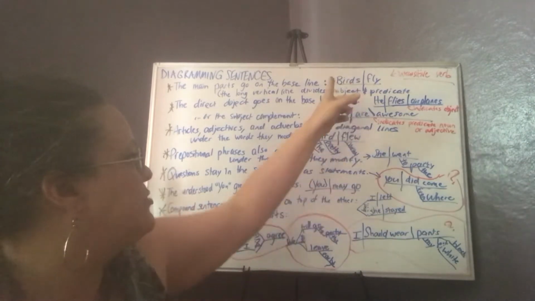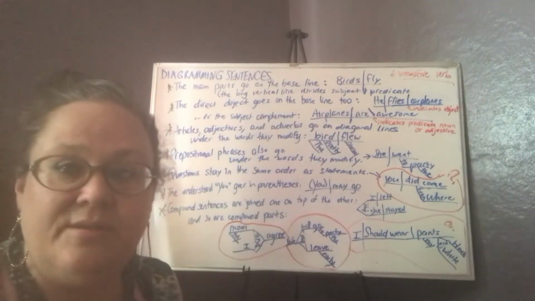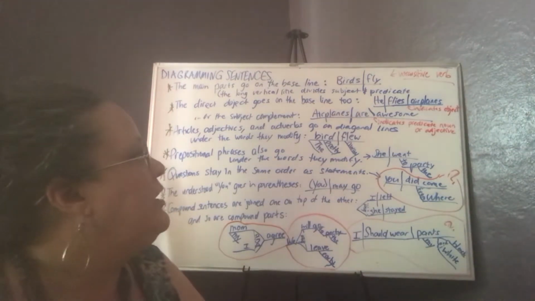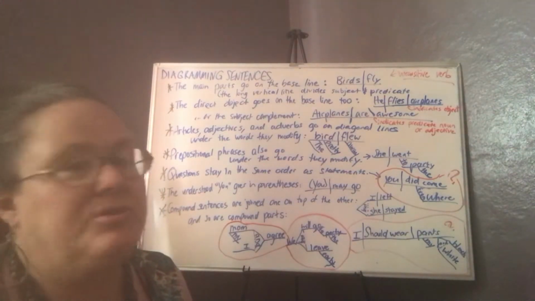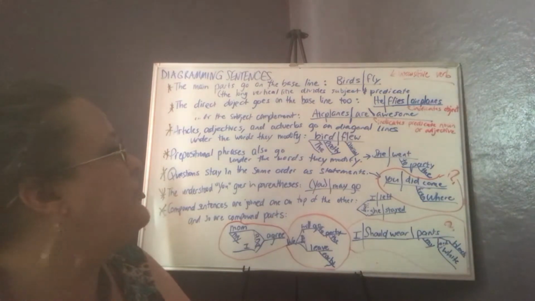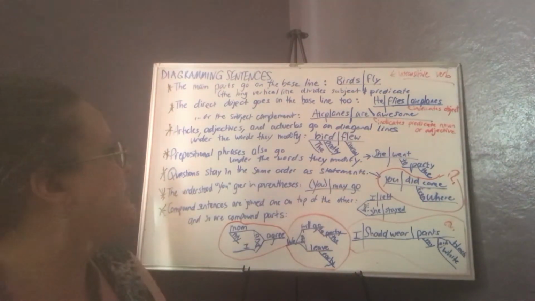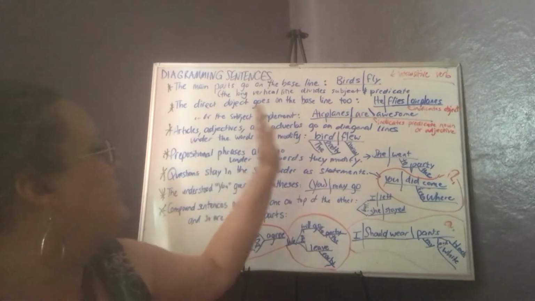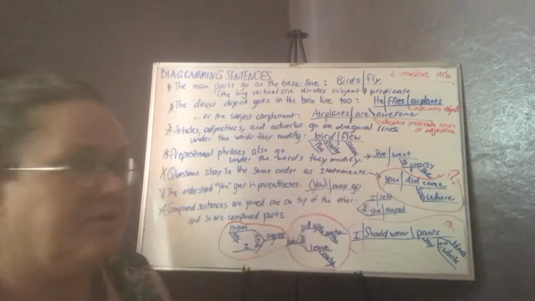Here is the sentence, birds fly. Short sentence, but it's a whole sentence. It tells you what birds do. And it's an intransitive verb because there's no object. That's the simplest kind of sentence there is. The main parts go on the baseline. The long vertical line divides the subject and the predicate.